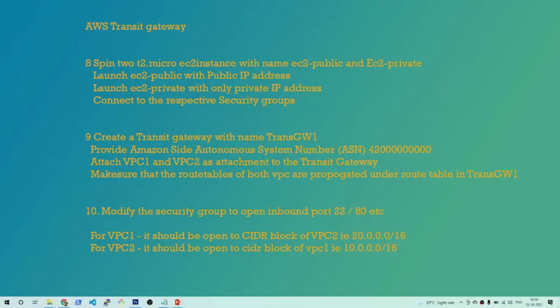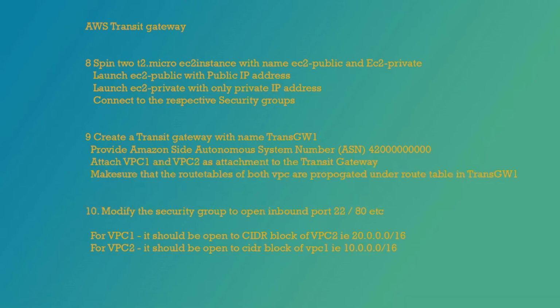The next step is to create two EC2 instances, one in each VPC. The EC2 in the VPC1 will have a public IP associated with it, but the EC2 in the VPC2 will have only private access, so that when we do the testing, our traffic will flow through the internal network of AWS. So we will quickly go ahead and create the EC2 instances.